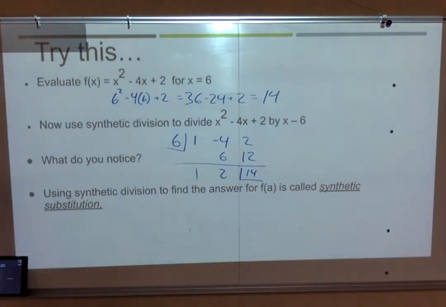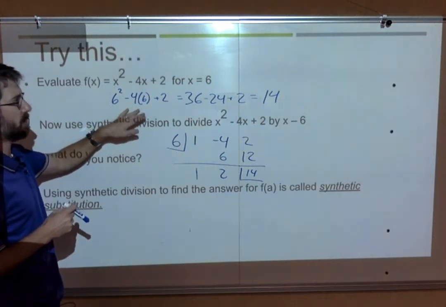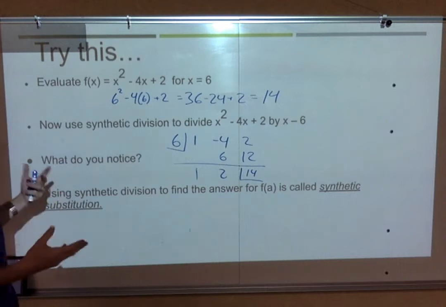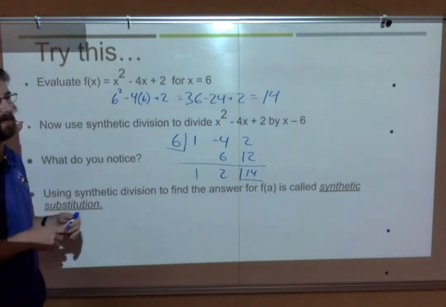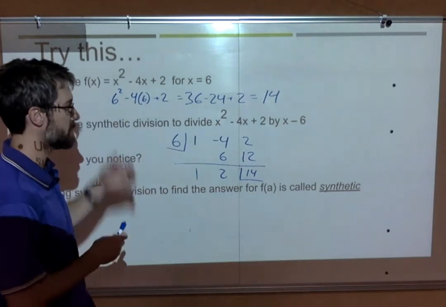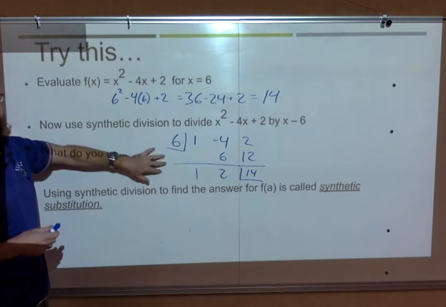So what you can do instead of plugging a number into a polynomial, which this one isn't so bad because it's just x squared minus 4x plus 2, I could do that one pretty quick. But if it was a bigger one like x to the 5th, x to the 4th, where there are multiple terms, this can be a lot more efficient to work out by hand.